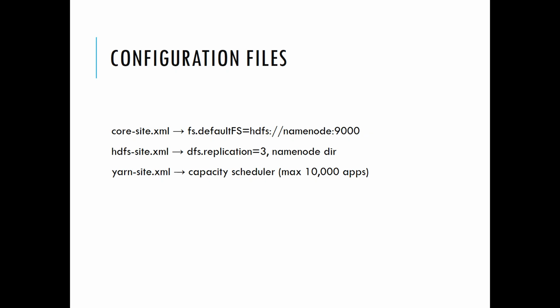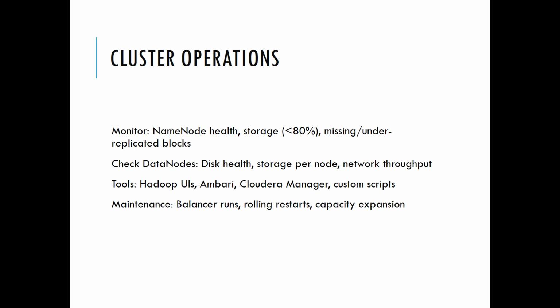Here, you might define the scheduler, like the capacity scheduler, and tune it to handle a high number of concurrent applications, up to 10,000. Ongoing cluster operations are key to health. You must continuously monitor the name node's health and its storage usage, keeping it below 80%. Watch for missing or under-replicated blocks. Check data nodes for disk health, ensuring no failed drives, monitor storage capacity per node, and verify network throughput.